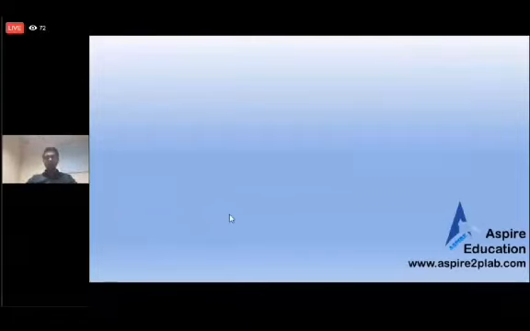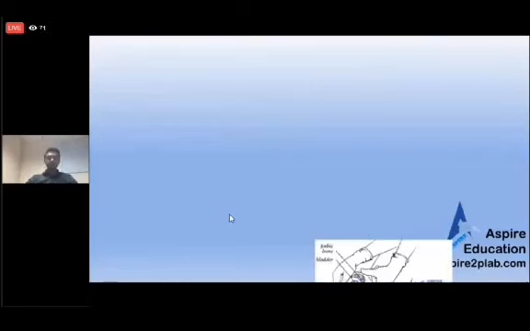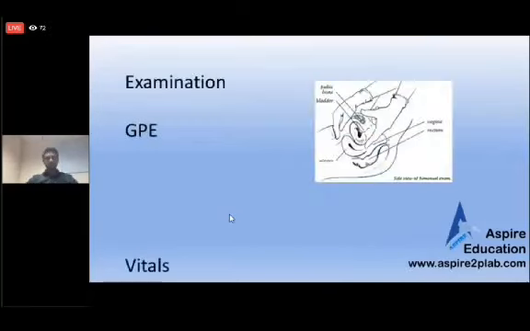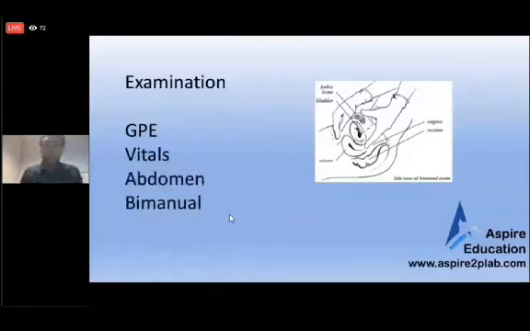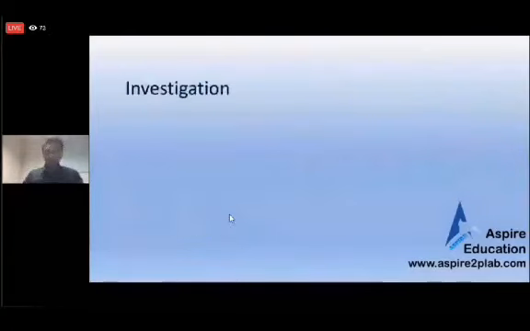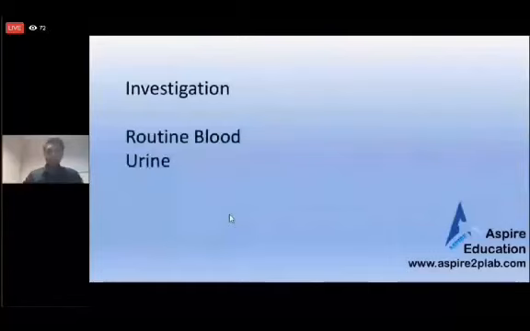So now how do you manage ectopic pregnancies? What are the investigations and all? So examinations, same again, general physical examinations, vitals, abdomen examination and bimanual examination. Very good. All these examinations, then investigations will be routine blood test. So what will you be doing? A special blood test here is beta HCG. So you check for routine blood test and beta HCG, and also you do an ultrasound scan to locate where the pregnancy is and the size of the pregnancy.